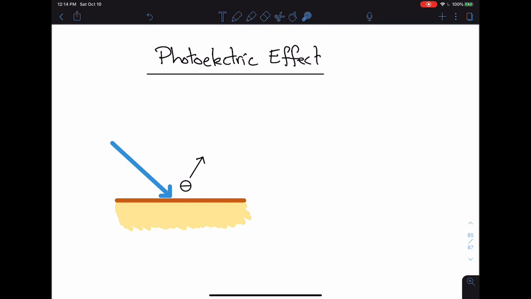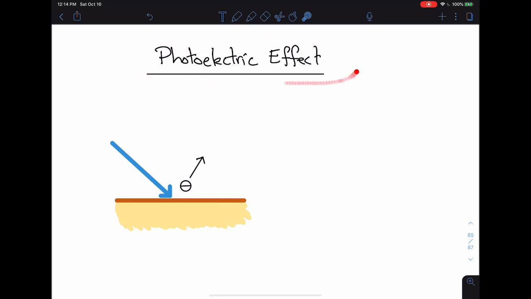But this is not what happened. In fact, what happened is that only if the light was above a certain frequency would electrons be emitted. And below that frequency, which is known as the cutoff frequency, it didn't matter how intense the light was. It didn't matter how intense it was, no electrons would be emitted. And above that frequency, the intensity of the light only affected the number of electrons emitted, not how much kinetic energy those electrons had. So this was a baffling result for physicists.